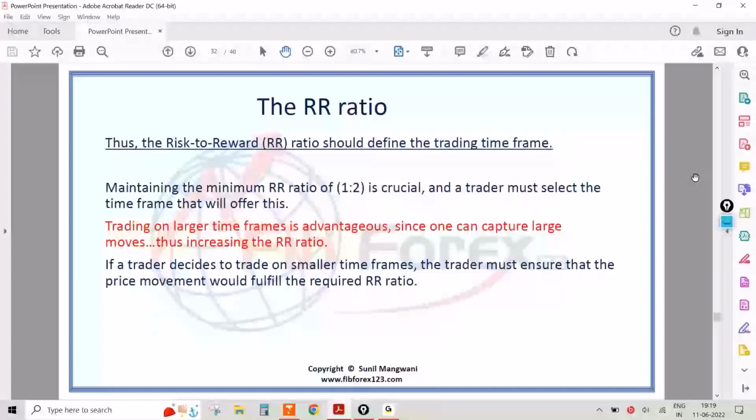Now, trading on a larger time frame is always advantageous, especially in Forex. I'm more of a Forex trader because, to be honest, again, something which we mentioned in the last webinar, this is where the institutes, the banks are trading.